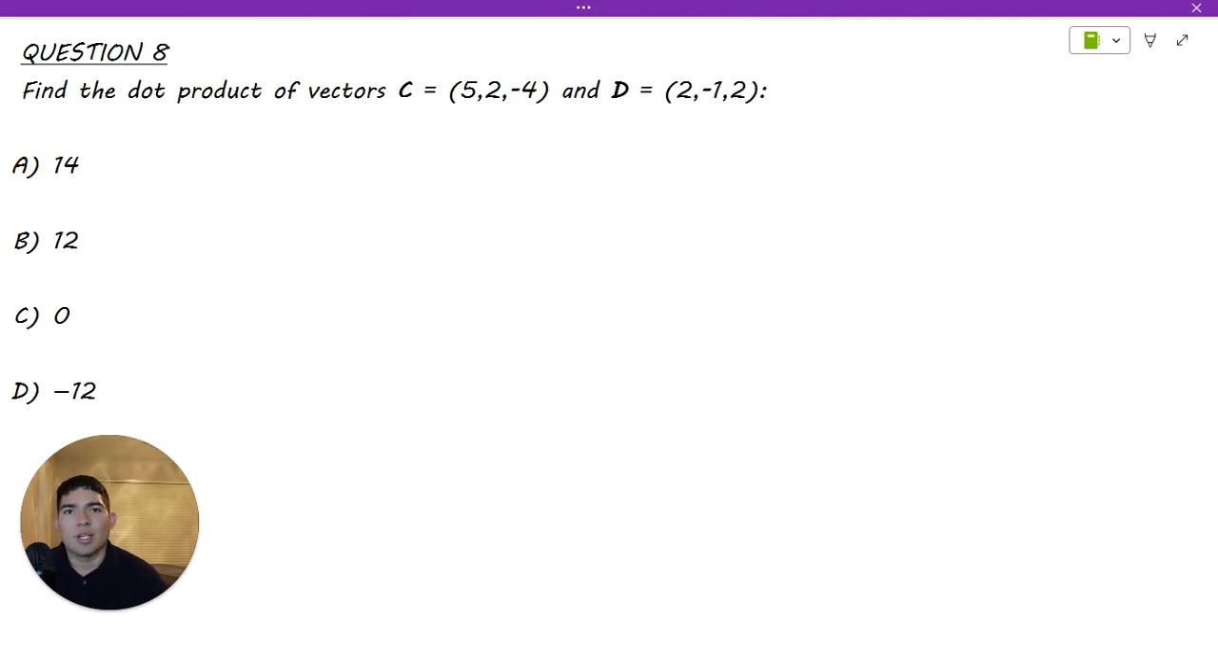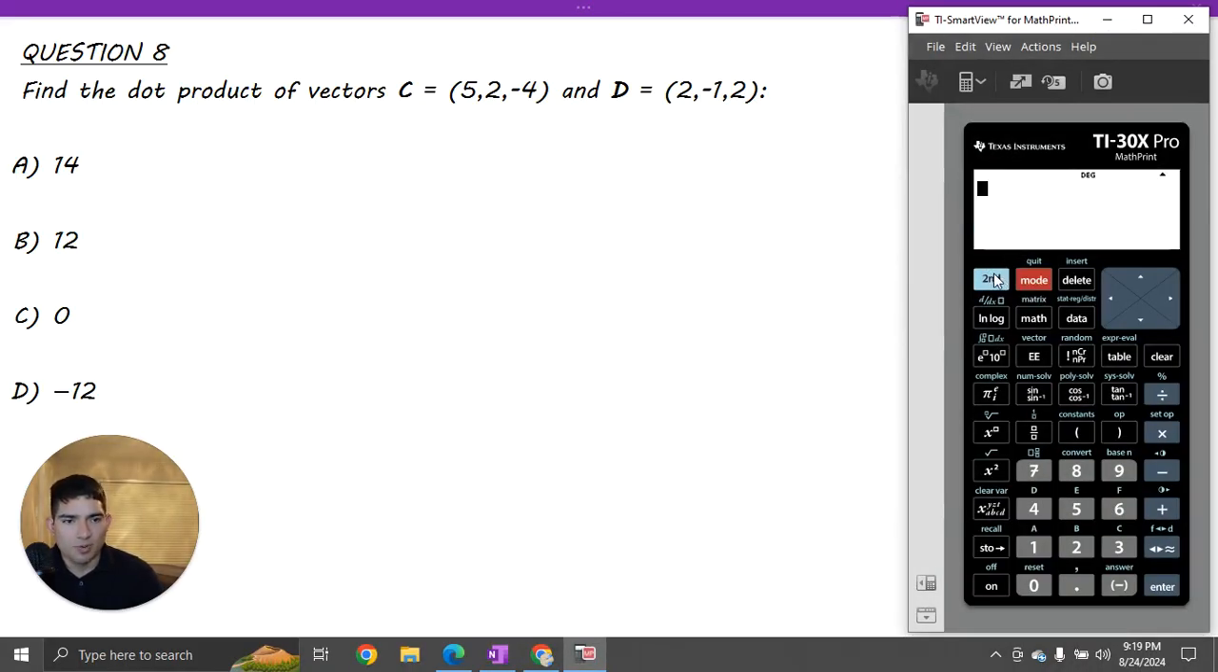Moving on to number 8, we have another dot product problem for extra practice. In this case, we have a vector C and a vector D, and they each have 3 components. So that being said, let's go back to the calculator to find our dot product. So we can do it the same way we did last time. We'll go over here to our vector operations, start off with our first one. This time it's going to be in 3 dimensions, and it's going to be a vector with components of 5, 2, and -4.